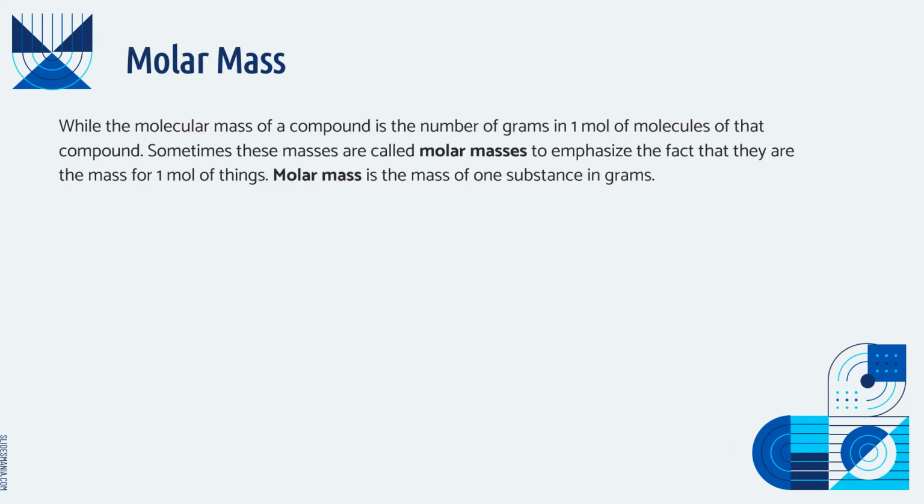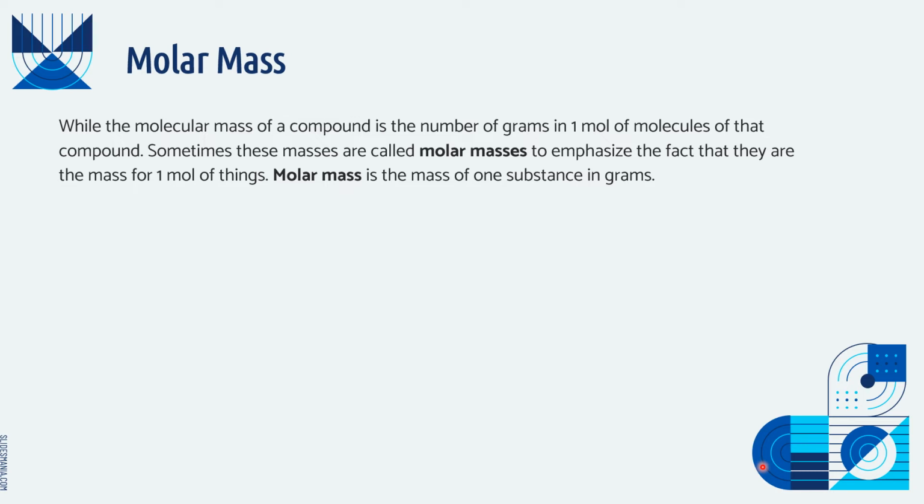We have molar mass. While the molecular mass of a compound is the number of grams in 1 mole of molecules of that compound, sometimes these masses are called molar masses. To emphasize the fact that they are the mass of 1 mole of things, molar mass is the mass of one substance in grams. In the previous slide, we discussed it by elements. But this time, compound. How can we get the mass of that compound? We will use the term molar masses. So that's the molar mass.